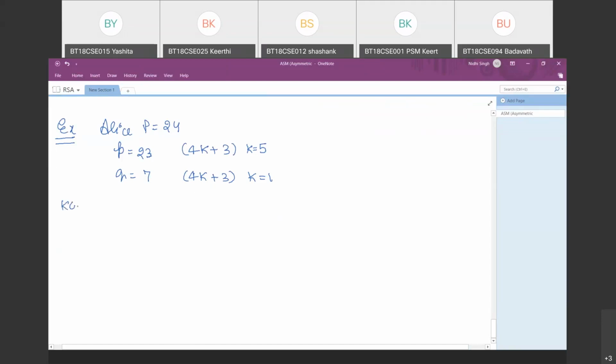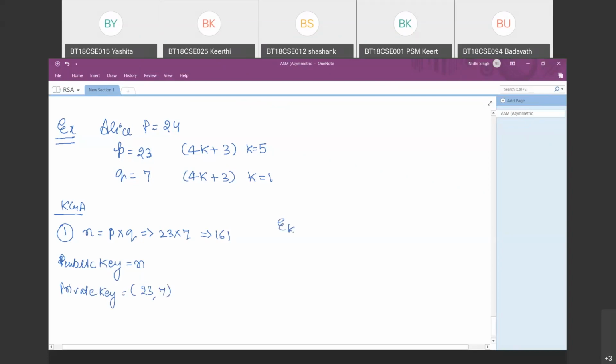So what is my key generation algorithm? In the key generation algorithm, we already selected the values of p and q. Now we have to calculate n equal to p into q. So that is 23 into 7, which is 161. Okay, so the public key is equal to n and the private key is p comma q, that is 23 and 7.